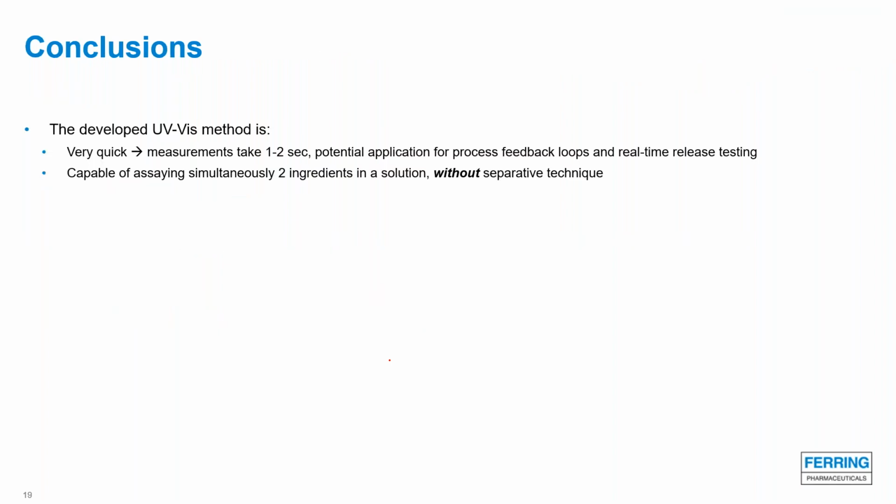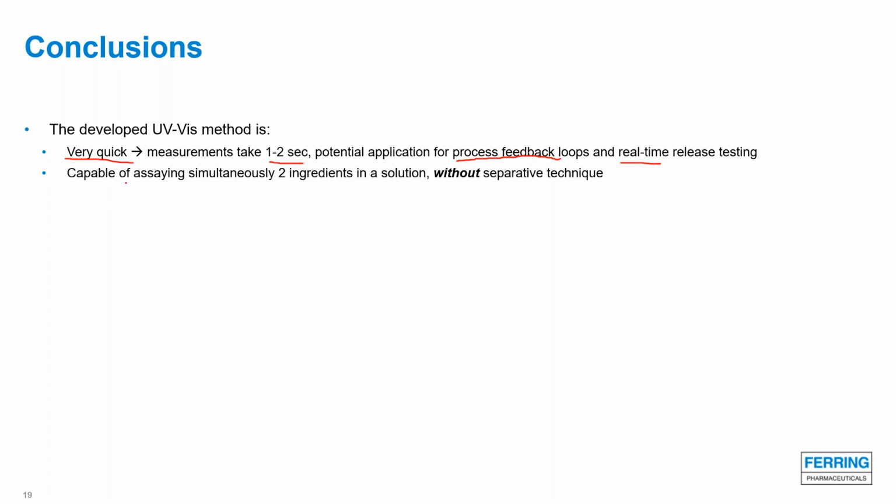As a conclusion, this method that we have developed is very quick, because measuring a spectrum, in this case a UV-Vis spectrum, will take 1 to 2 seconds, and the model that we have created, either PCA or PLS, can be applied on the fly. They can be applied in real time, and thereby this fulfills the needs we had, which was about having a process feedback loop to be able to adjust the feed in API.